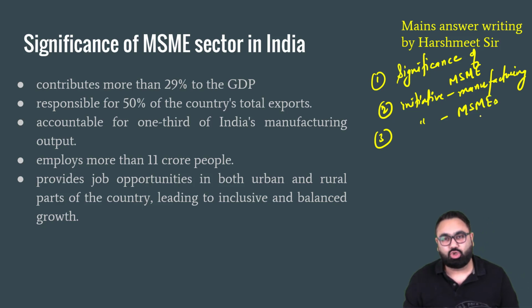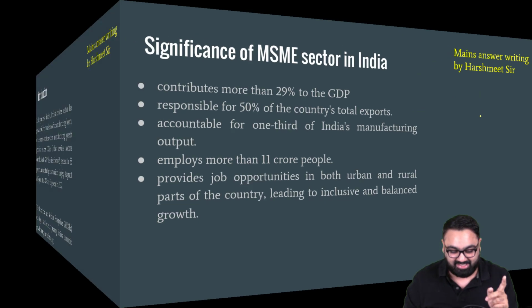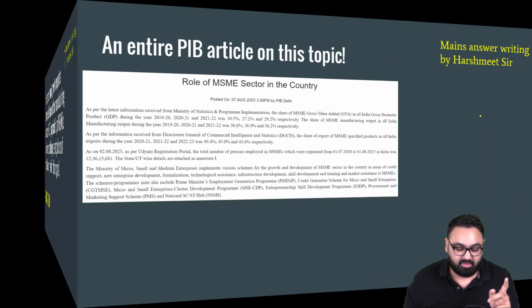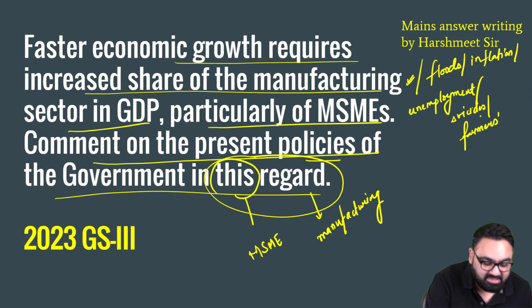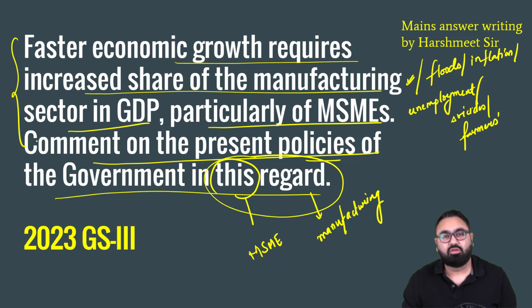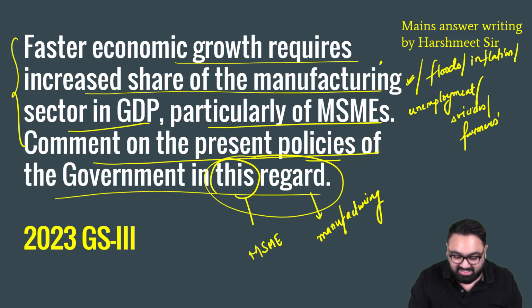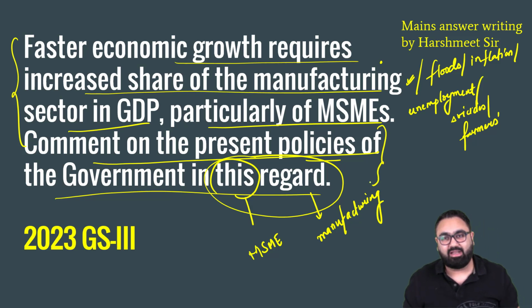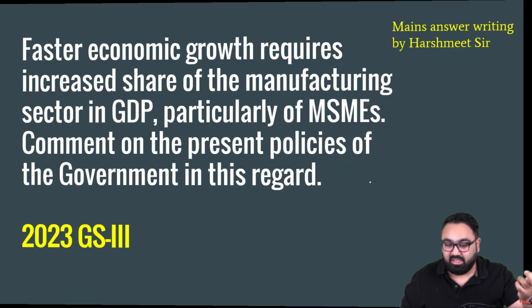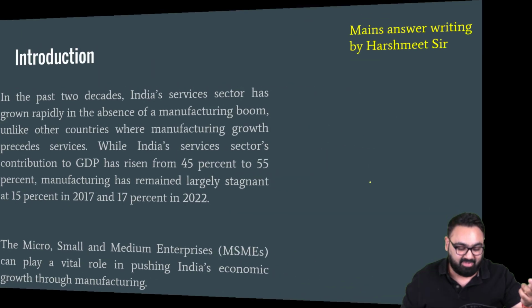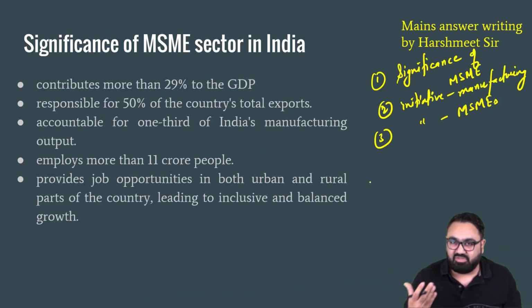So these are the three things to cover the entire question, because read the question once again. The question says, first statement is, faster economic growth requires increased share of the manufacturing, particularly of the MSME. So to cater to the first statement, I am writing significance of MSME, number one. To cater to the second part, comment on government policies, I am writing number one, government initiatives for manufacturing, and number two, government initiatives on MSME. So I am covering all these three parts in my main body. So I first start with significance of MSME.